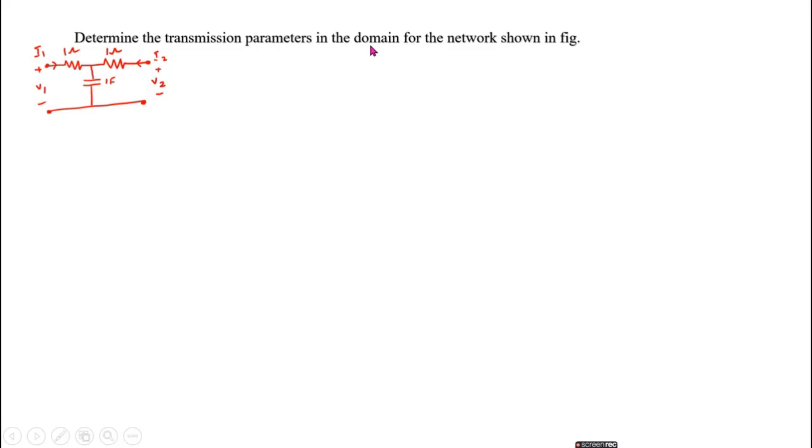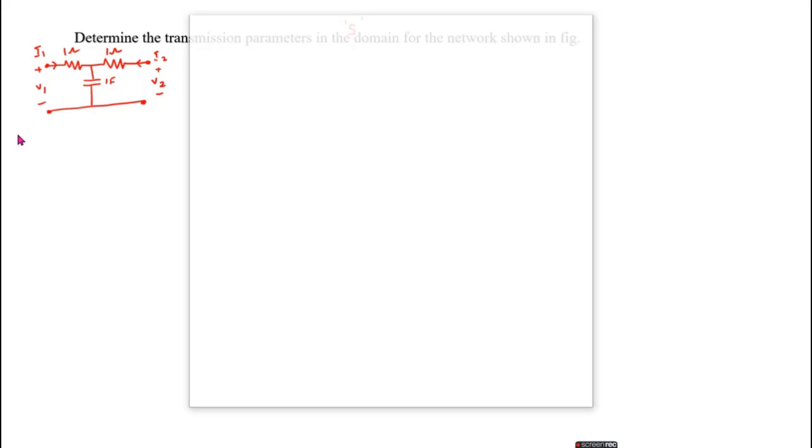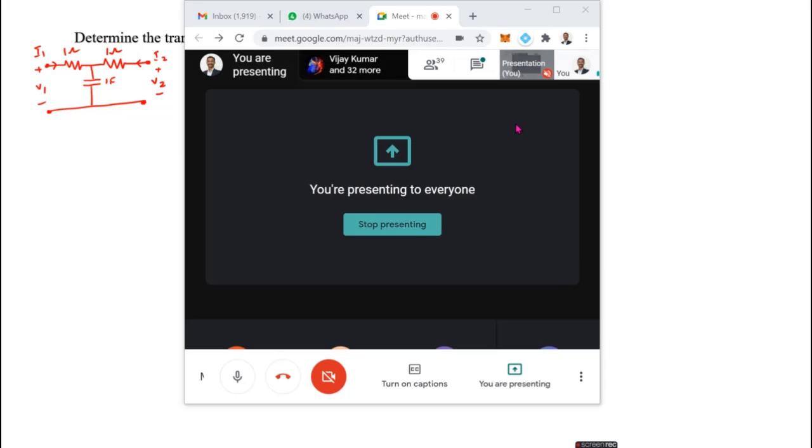Determine the transmission parameters in the S domain for the network shown in the figure. Here, the first point is these two resistor values are given in ohms, but this capacitor value is given in terms of farad. So convert this circuit into S domain. Simple.